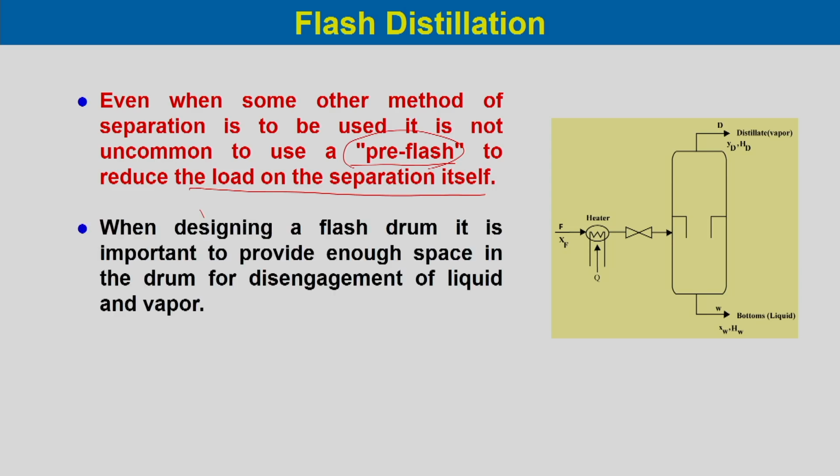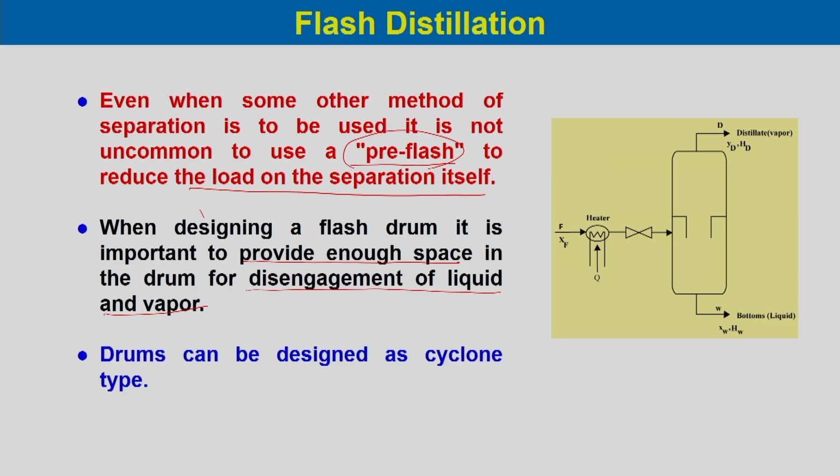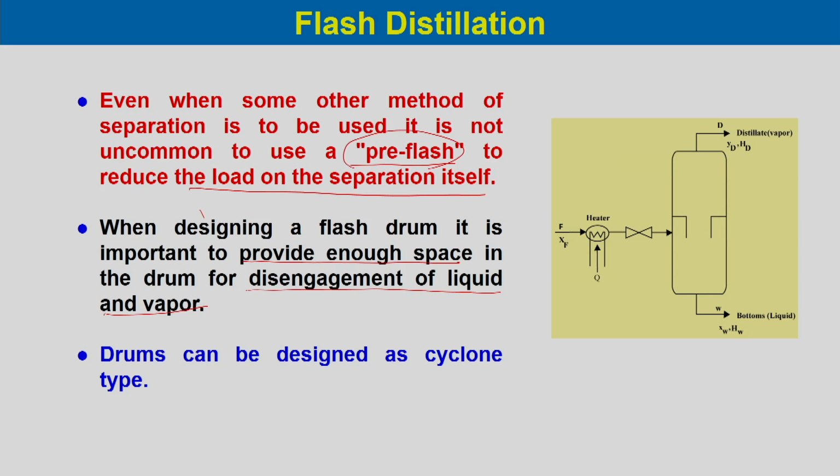When designing a flash drum, it is important to provide enough space in the drum for disengagement of the liquid and vapor, which is very important. Drums can be designed as cyclone type. If it is cyclone type, what will happen? The liquid will go to the wall of the cyclone and fall down by gravity, and the vapor goes up. So significant separation can be achieved.